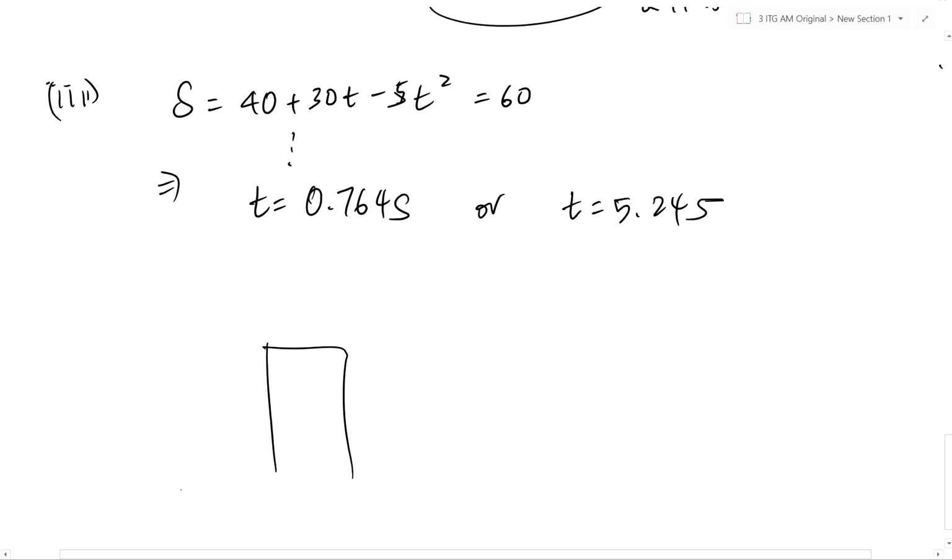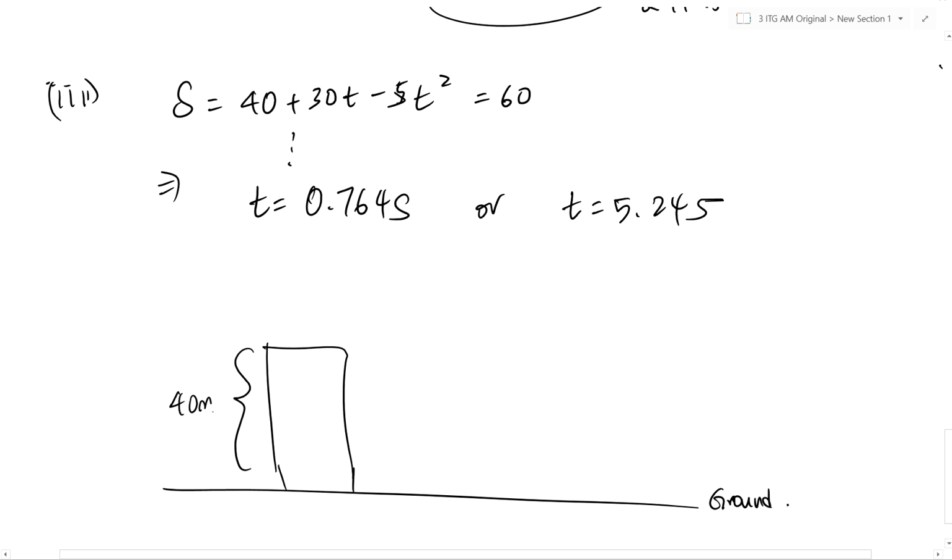So the situation is this. This is ground. Okay, the height of the building is 40 meters. We are going to throw the ball upwards. When time equals 0, it already has a velocity. Does that surprise you? Is it strange that when time equals 0, there is a velocity?